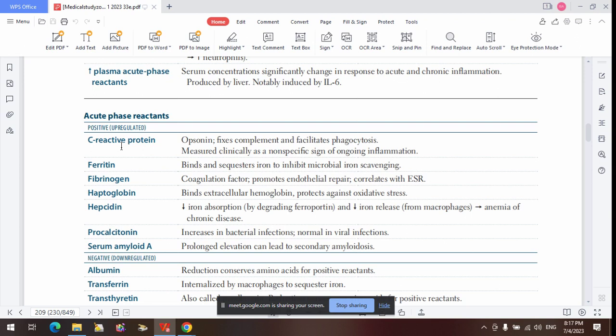So that is opsonization. We also said C-reactive protein can activate C1q, which can activate the complement along the classic pathway. So in the process, helping to fix complement. And we said it's very, very important as a marker for inflammation.